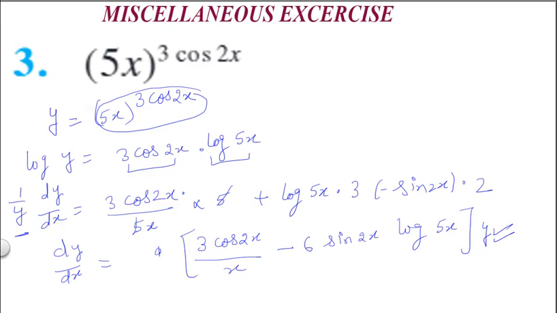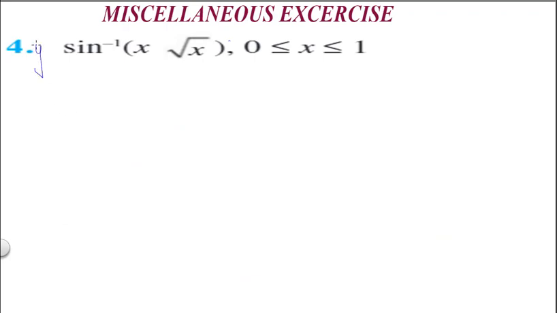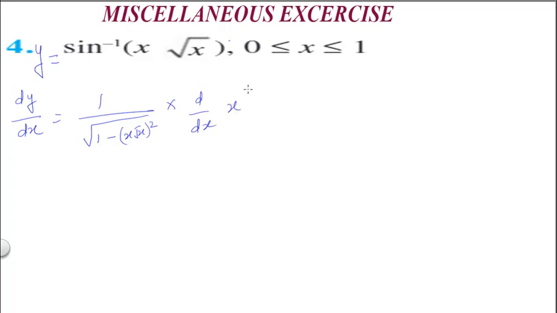Now let us go to the next question, which is question number 4. To solve question number 4, we'll assume y is equal to sine inverse of x root x. Let us differentiate it with respect to x. When we do it, differentiation of sine inverse of the function is 1 upon under root 1 minus (x root x) whole square, into differentiation of x root x, which is d by dx of x to the power, this is half and this is 1.